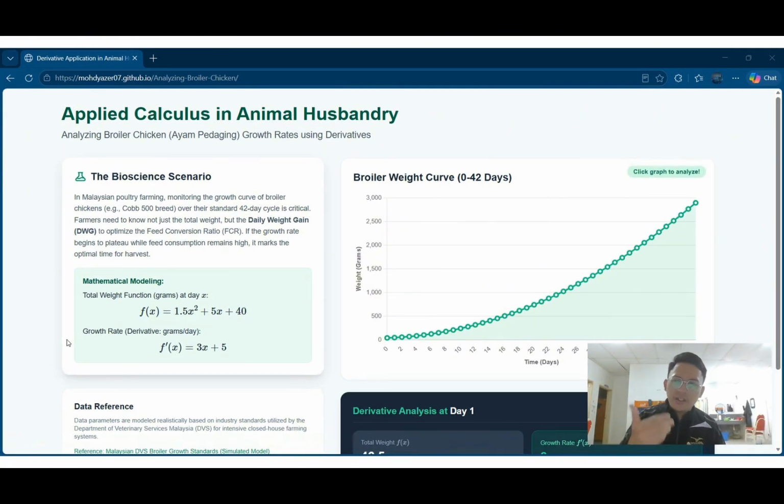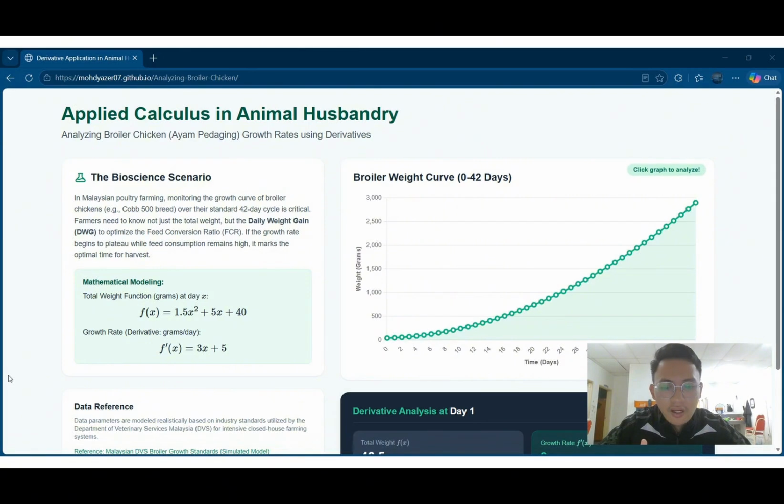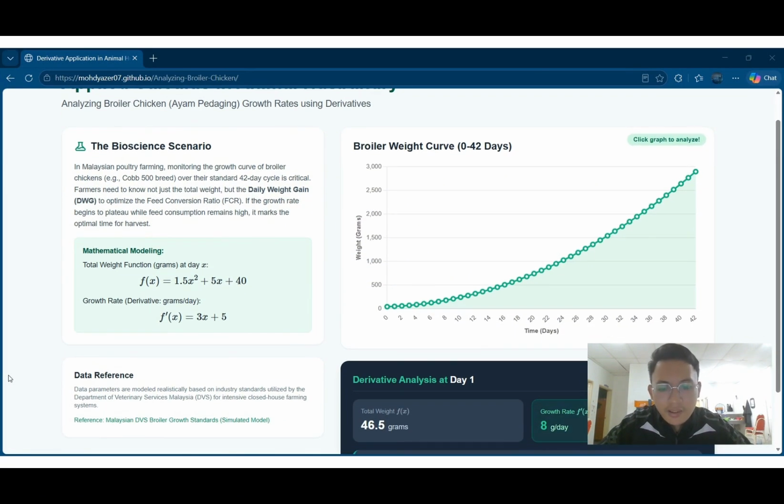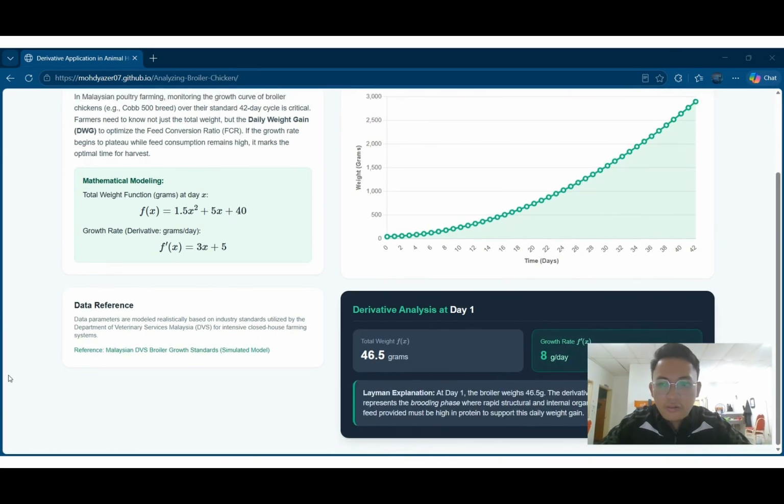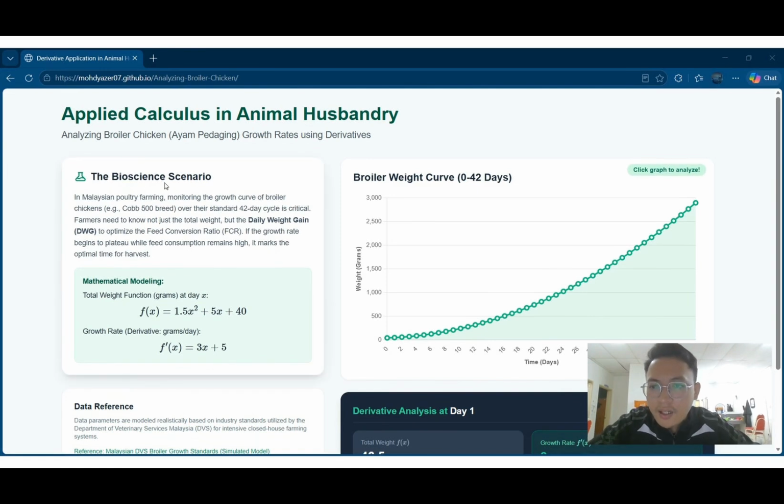I will explain how this helps farmers. Farmers don't just care about weight, they care about efficiency. It helps farmers monitor growth performance, optimize feed conversion ratio, detect when growth slows down, and decide the best harvest time. So, the bioscience scenario in Malaysia: poultry farming, monitoring the growth curve of broiler chicken.